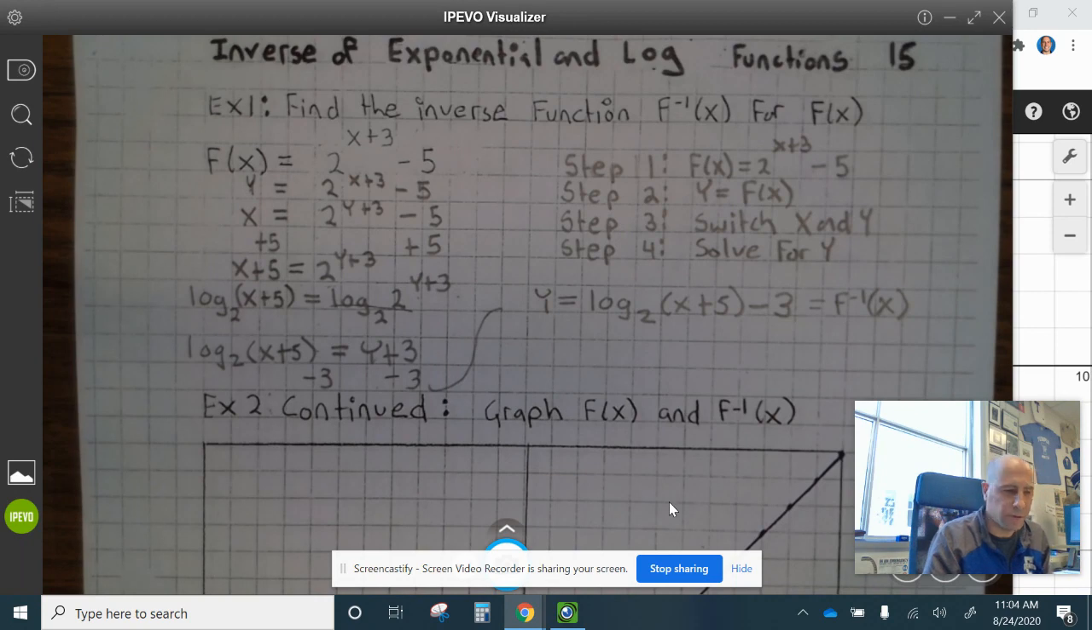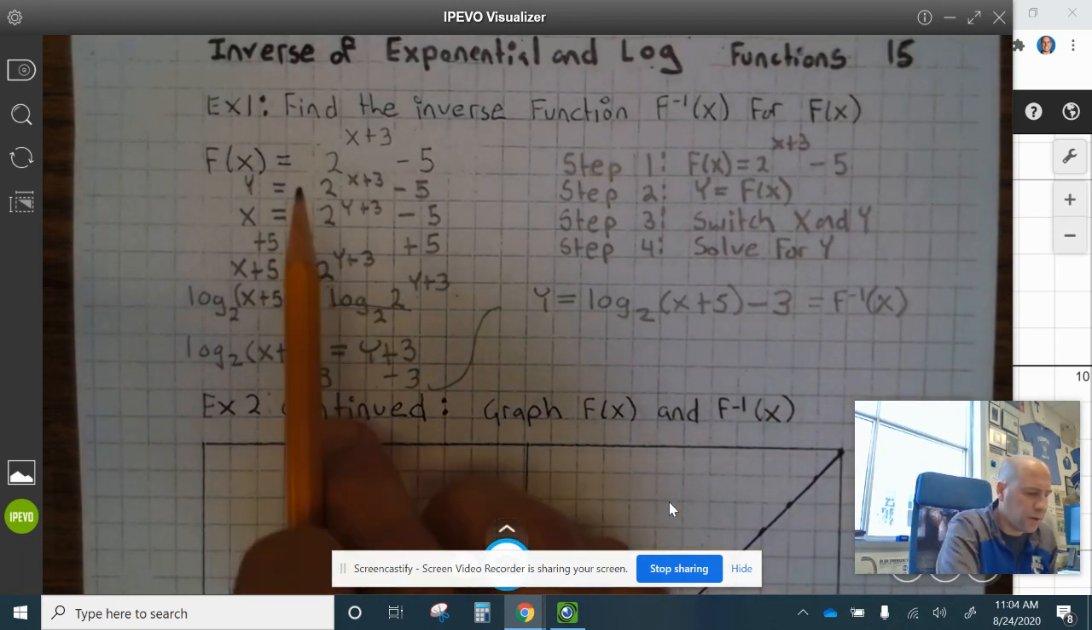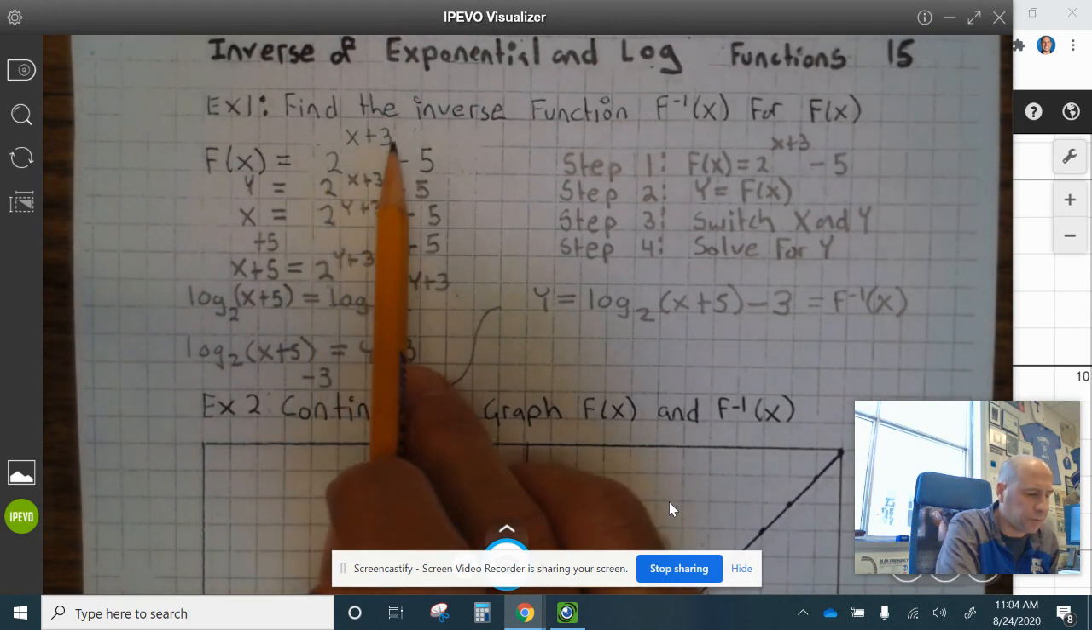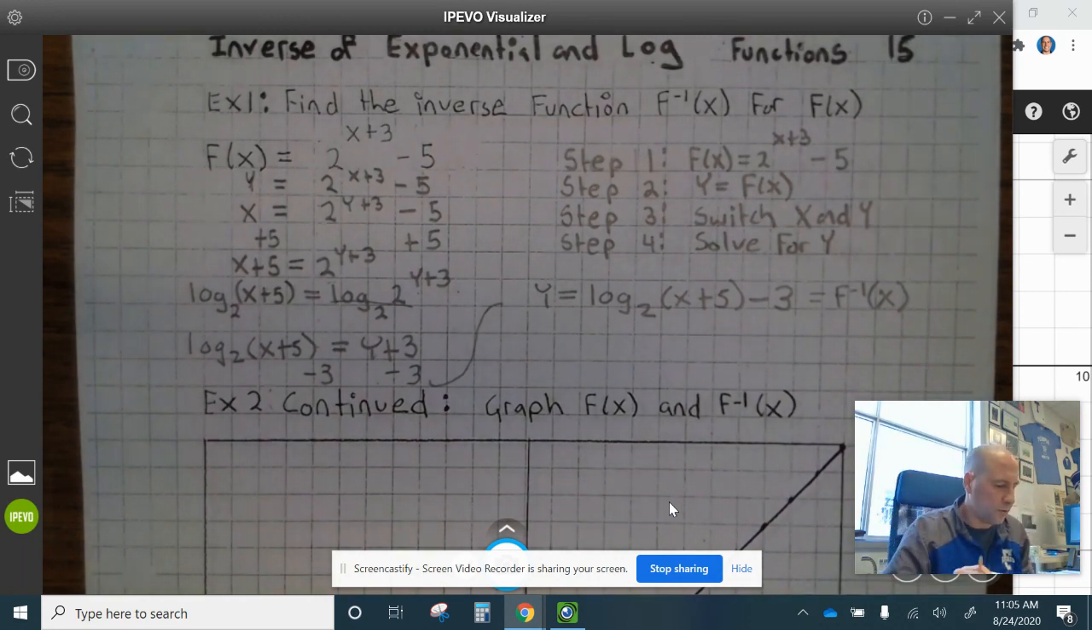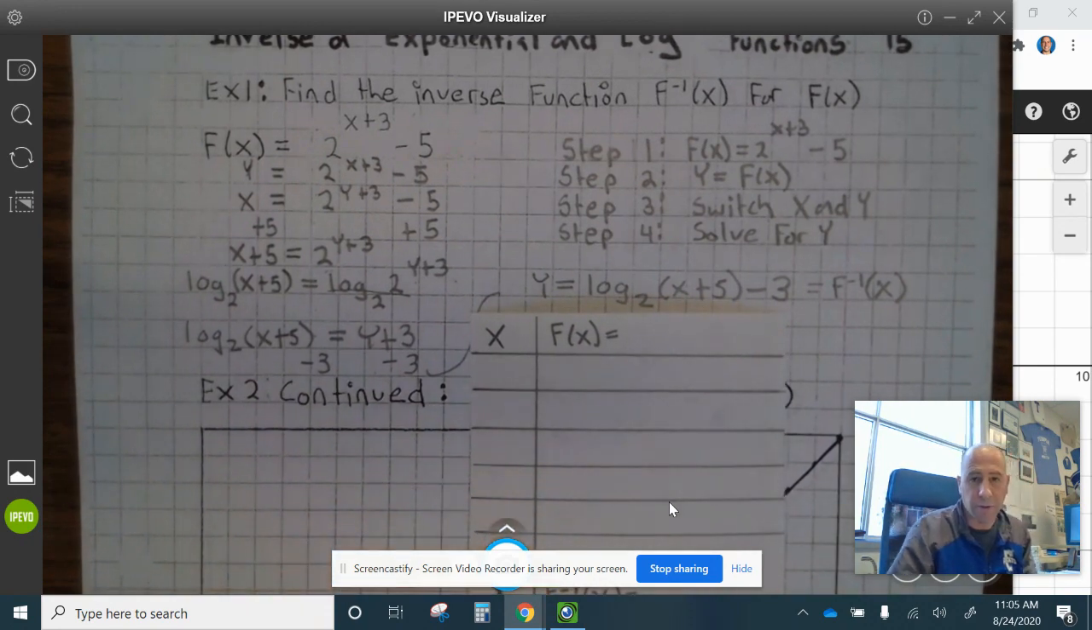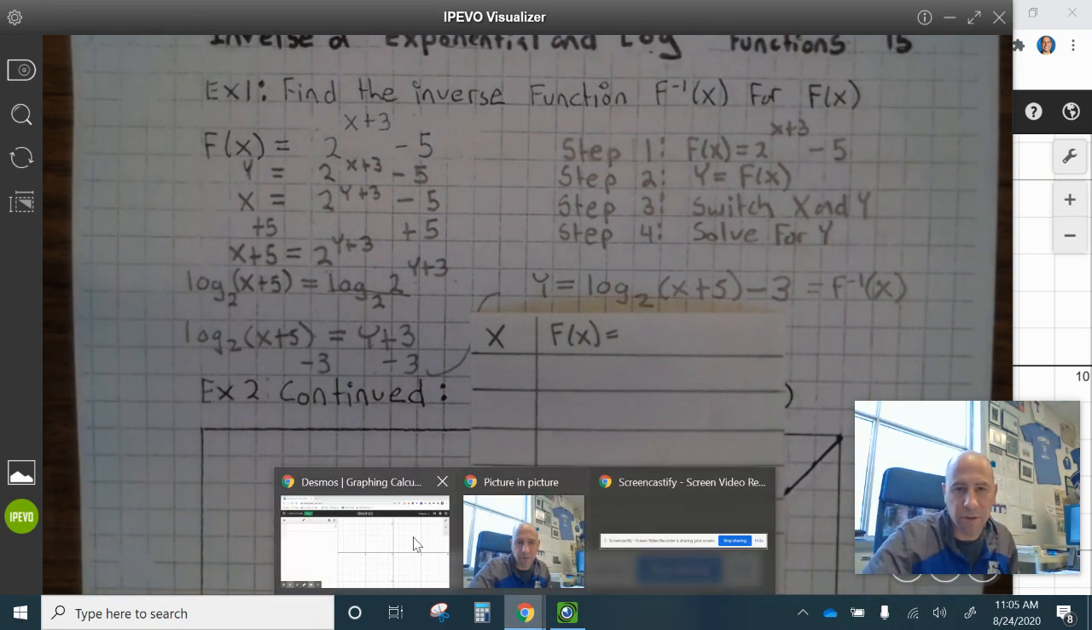All right, now let's take a look at example 2. We're going to graph. So we're going to start by graphing f of x equals 2 to the x plus 3 minus 5. Now I've mentioned it, but I'm going to actually show you how to graph using Desmos in this case. We're still going to need our table to fill out, but we're going to go to Desmos. So let me click over to Desmos here.